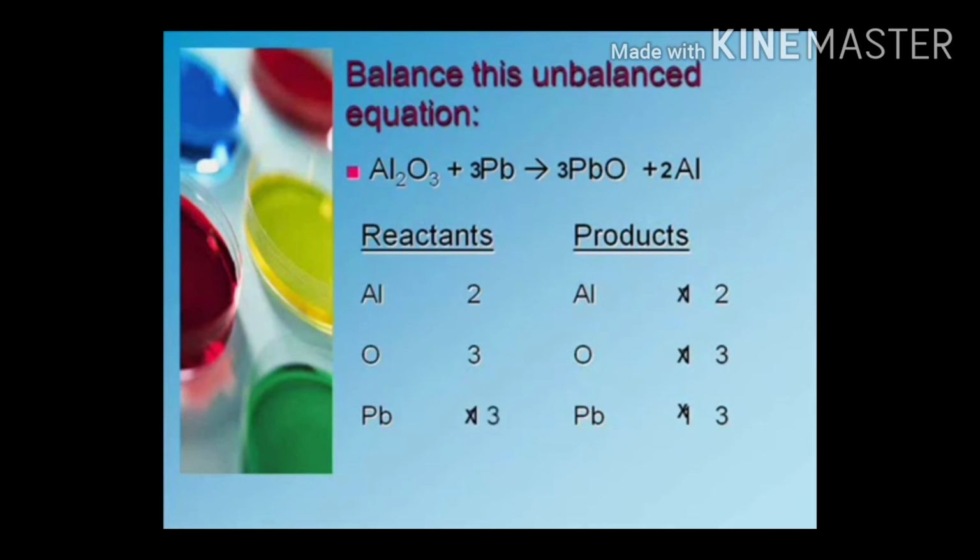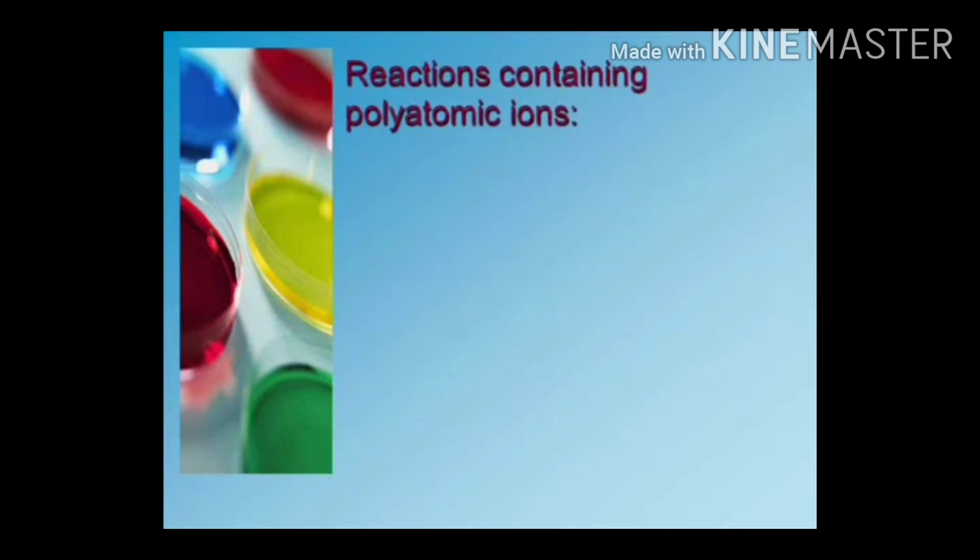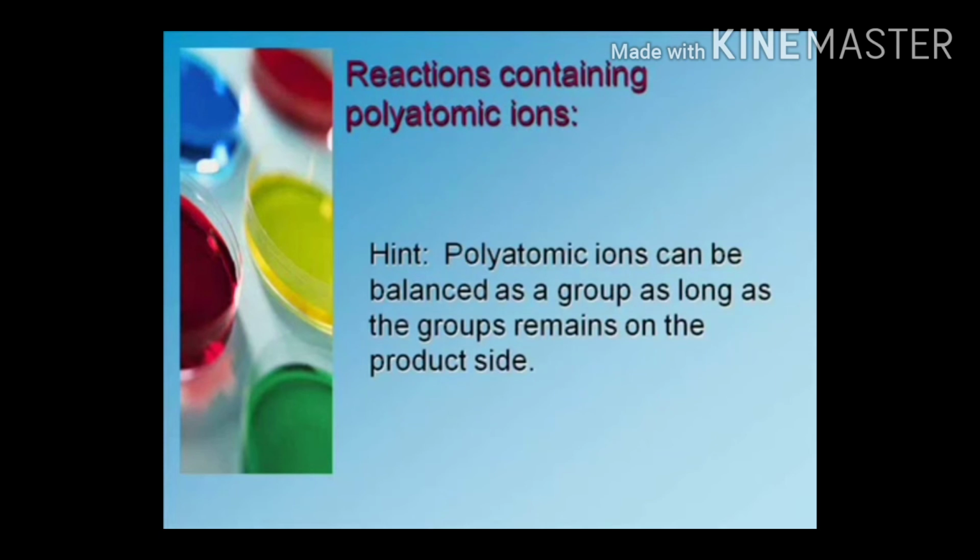Now look at the equation carefully. Aluminium 2 on both sides, oxygen 3 on both sides and lead on both sides. That means this is all according to conservation of mass. Now let's take some more examples of polyatomic ions. Polyatomic ions can be balanced as a group only as long as the groups remain on the product side.